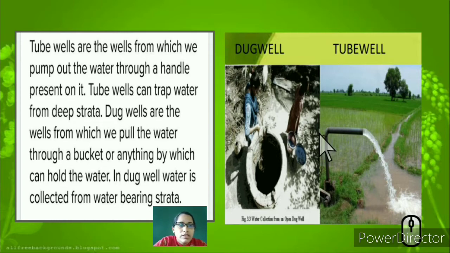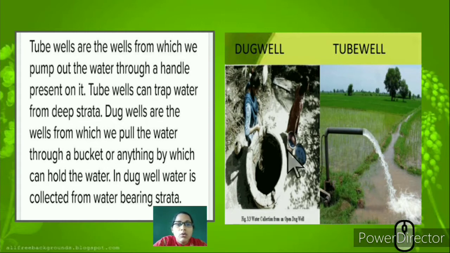So these are tube wells. Here the water is pumped out through a handle. Tube wells can trap water from deeper strata or underground water.